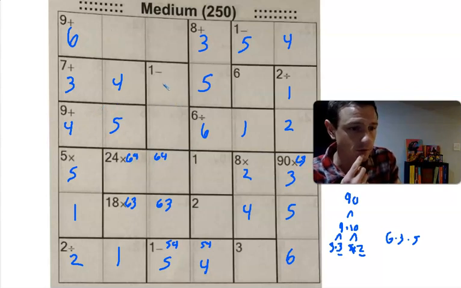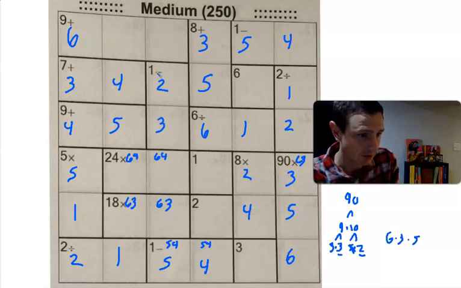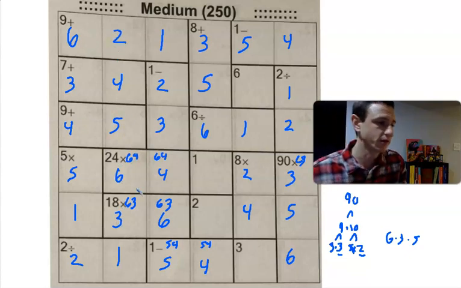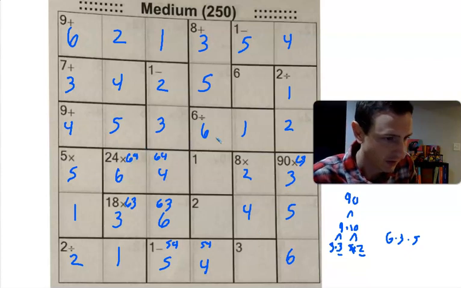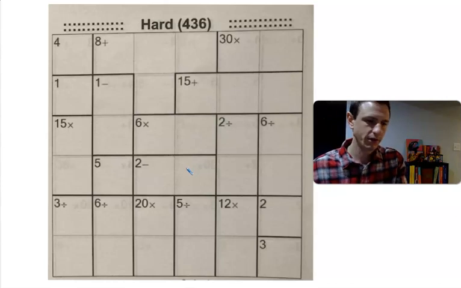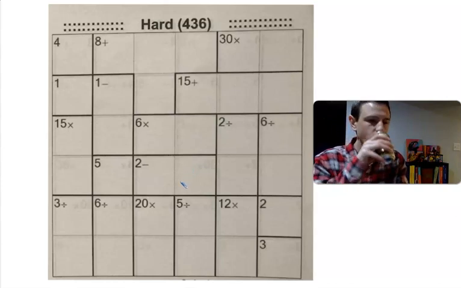6, 5, 4, 3, 2, 1. 6, 5, 4, 3 minus 2 is 1. 4 here, so this is 6, this is 4, this is 6, so this is 3, this is 6. 6, 5, 4, 3, 2, 1. 6 plus 2 is 8, plus 1 is 9. Got everything. Not sure what number I'm on, I haven't been keeping track, but we're about halfway maybe.